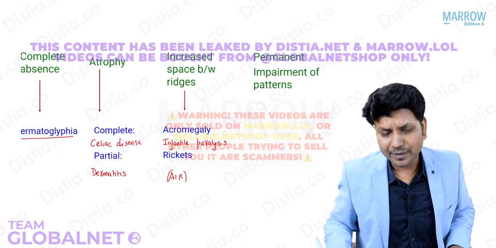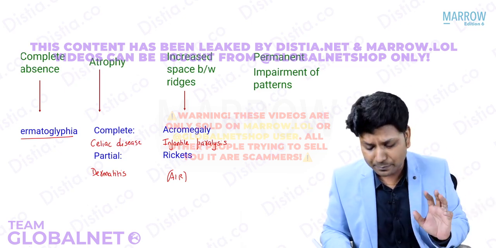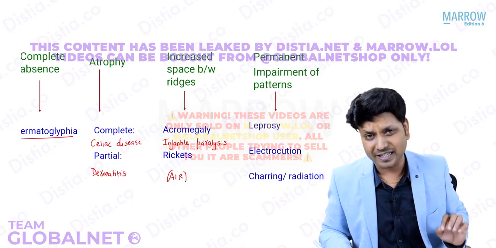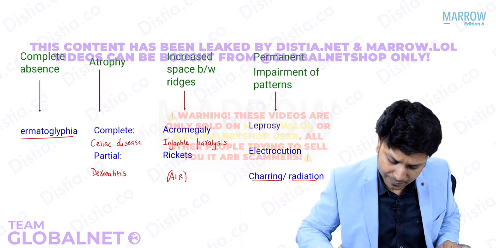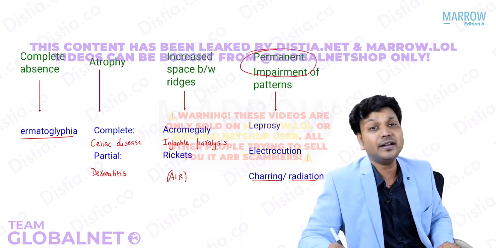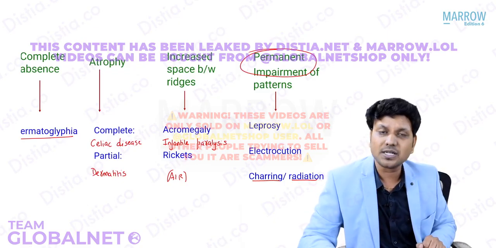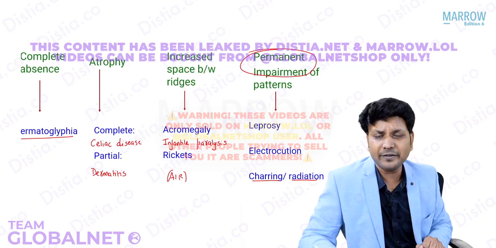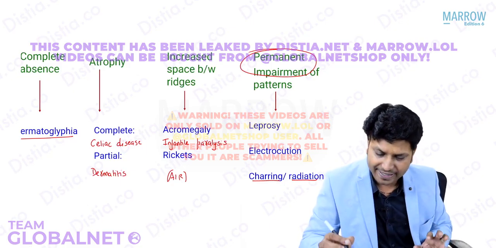Right? Sometimes the pattern itself will be totally impaired. Conditions like leprosy, electrocution, radiation, charring, these are the places where there can be a permanent impairment of the fingerprint. Right? This is very, very important. You need to know this. It was asked in one of your previous INI-CET questions. This is a very tough question, but do remember this is an extra edge topic.